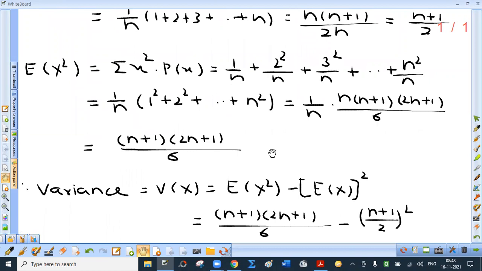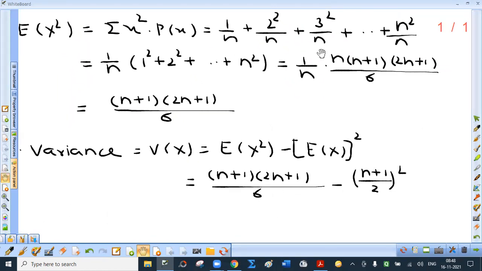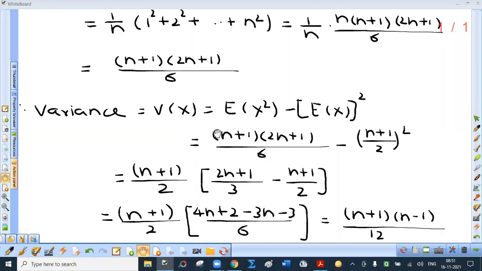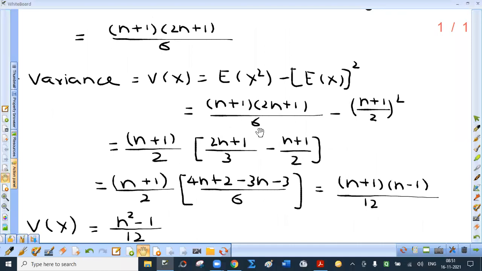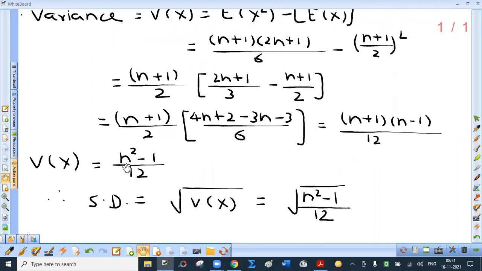Now what is variance V of x? It is E of x square minus square of expected value, that is E of x. Substitute, simplify this. Now n plus 1 upon 2 can be taken common. So in bracket 2n plus 1 upon 3 minus n plus 1 upon 2, LCM is 6, numerator 4n plus 2 minus 3n minus 3, that is n minus 1 upon 6, this part, into n plus 1 by 2. So what is variance? It is V of x equal to n square minus 1 upon 12.